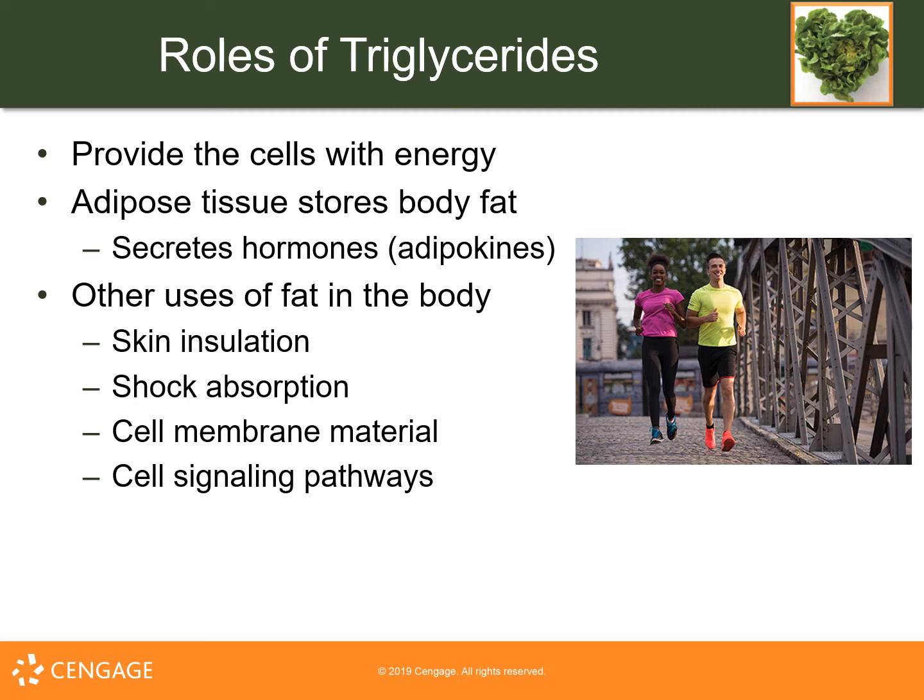Role of triglycerides: to provide cells with energy. If you recall, fat provides 9 calories per gram. Adipose tissue stores body fat, and we have a virtually unlimited ability to store fat. And this secretes hormones known as adipokines. Adipokines help regulate energy balance and influence several body functions. Other uses of fat in the body: skin insulation, to help maintain body temperature; shock absorption, they cushion and protect your organs; cell membrane material; as well as cell signaling pathways.